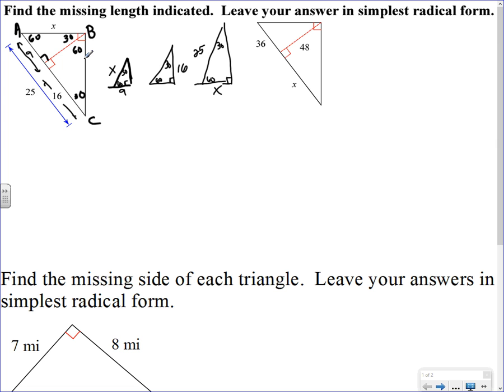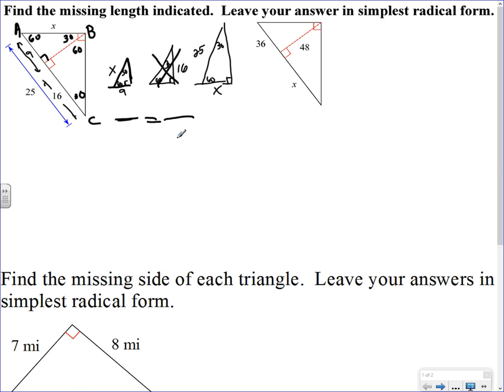Now, this triangle cannot be used, and let me tell you why. I cannot use this triangle because I only have one side. So these I cannot use. Okay, I can only use these. So these are similar because 30, 90, 60. So I can set one fraction equal to another fraction.